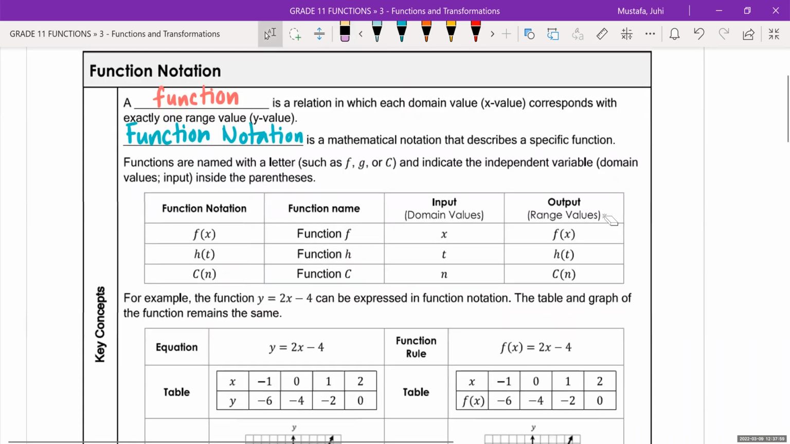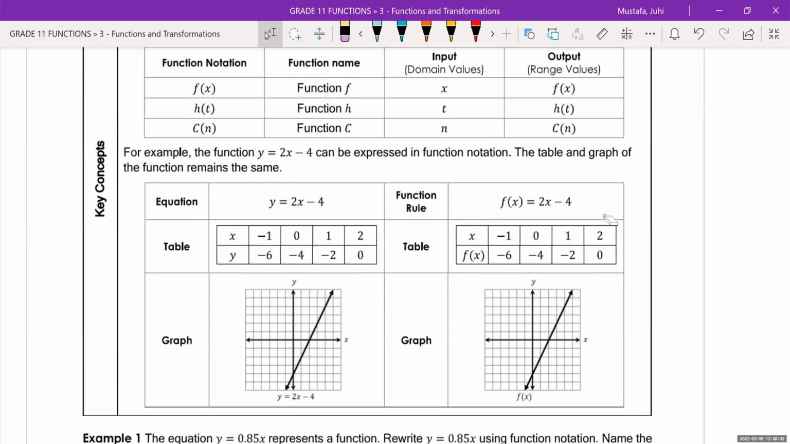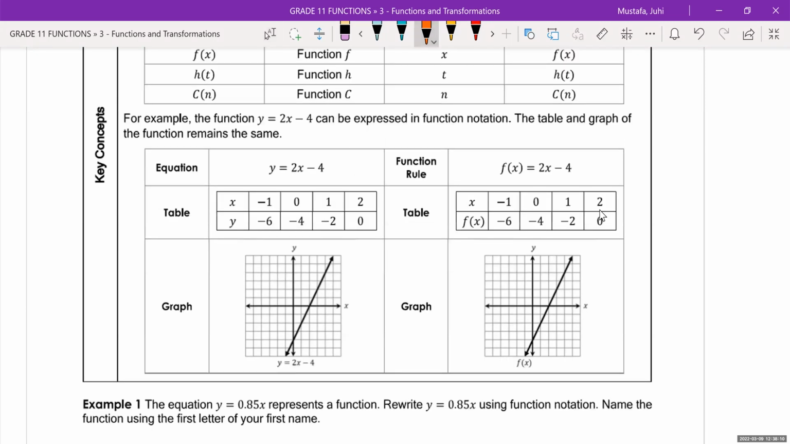So just keep an open mind. For example, the function y is equal to 2x minus 4 can be expressed in function notation. The table and graph of the function remains the same. So I would say you learned something like this in grade 9. We would give you an equation like y is equal to 2x minus 4. Then we would ask you to make a table of values, which you all know how to do. You pick any value for x, substitute it into the equation, and then you get your value for y. And then you graph it and you label it using the equation.